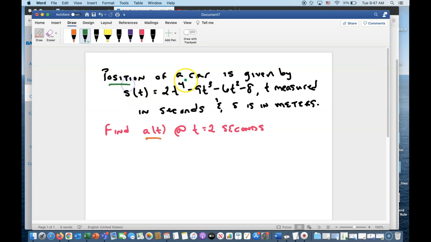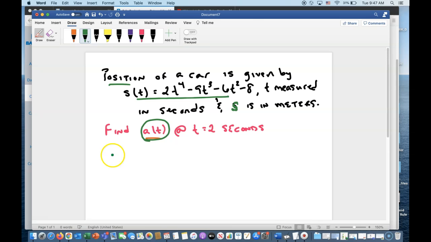The position of a car, this car might be traveling along a highway, is given by this function, s of t. Okay? T is measured in seconds, and S, this is an S right here, is measured in meters. So you want to pay attention to what these units are, just so you'll know and be able to appropriately write your answer. In this particular problem, they wanted us to find the acceleration. So a of t is acceleration.